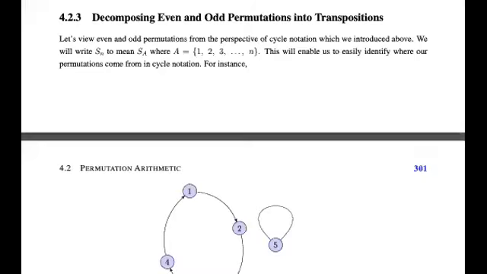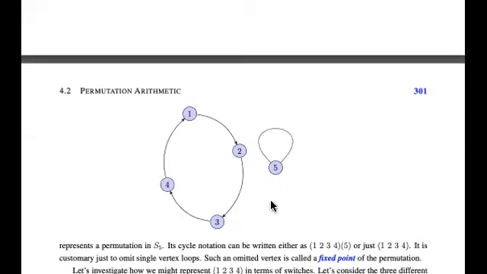Welcome to a read along with Dr. Powell in the book Discrete Perspectives in Mathematics. This is subsection 4.2.3. What we're going to be doing is taking a permutation like this.